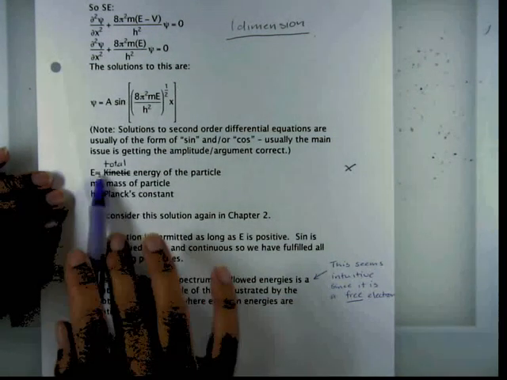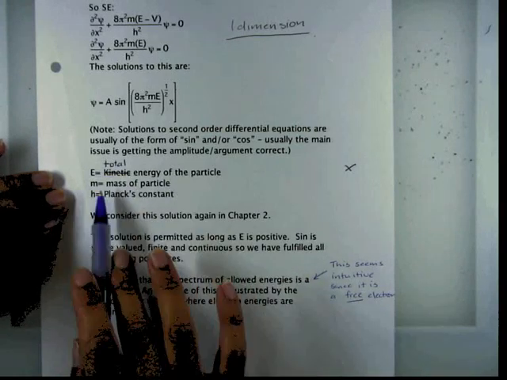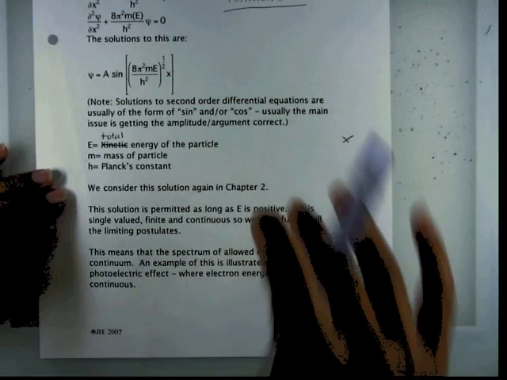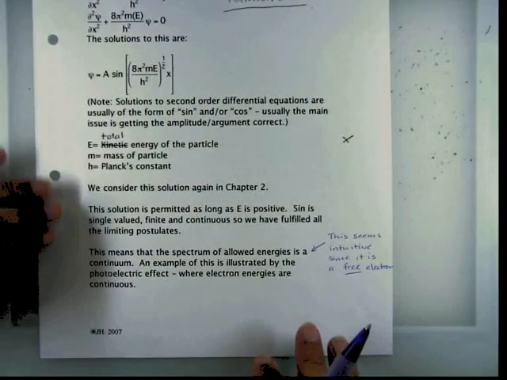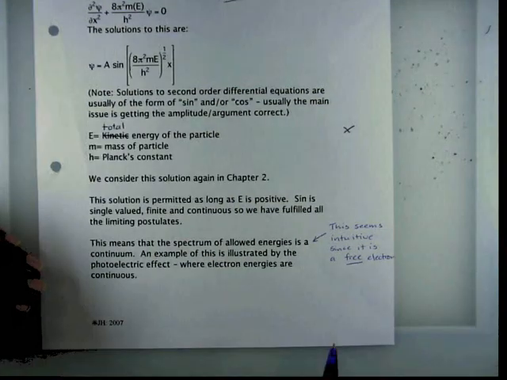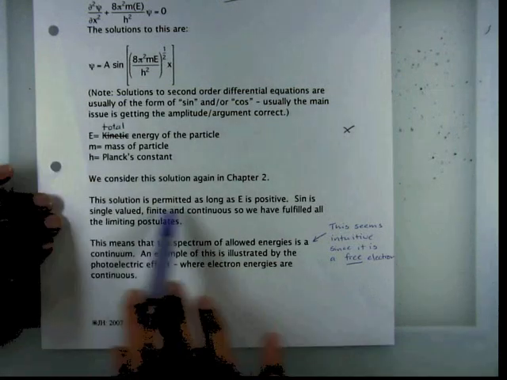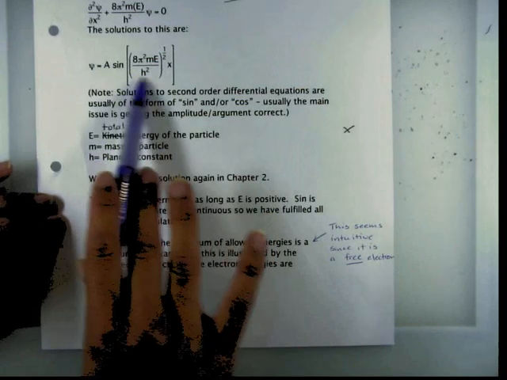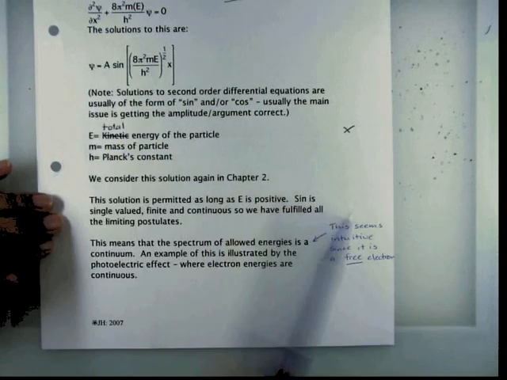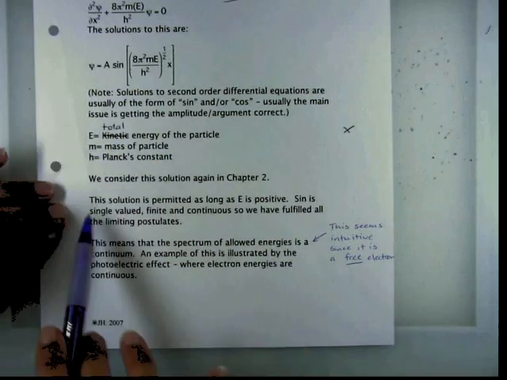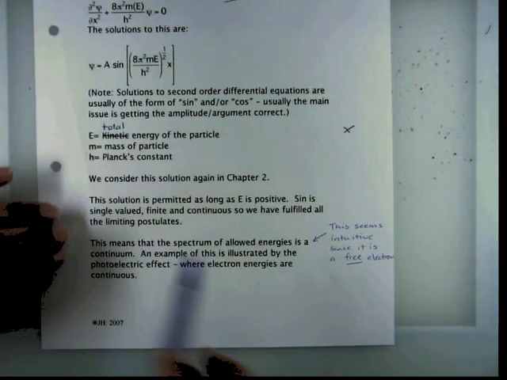Okay, just the quantities that pop out. E, I've written kinetic energy in your notes. It should say total energy of the particle, mass of your particle, and Planck's constant. We're going to be looking at this again in part 2 of the notes. This is all just related to the limiting postulates. The solution is permitted as long as we have the energy being positive. We can't have this being the square root of a negative number because it doesn't fit all of the postulates, etc. Sine is single-valued, finite and continuous, so we've fulfilled all of the bits and pieces relating back to the wave function.